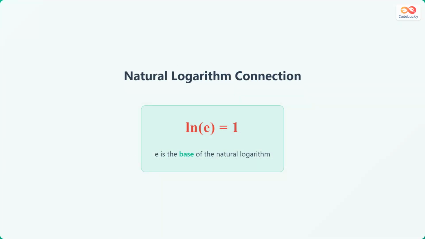Euler's number has a deep connection to the natural logarithm. The natural logarithm, denoted as ln, is the logarithm to the base e. In other words, e is the base of the natural logarithm. Therefore, the natural log of e is equal to 1.